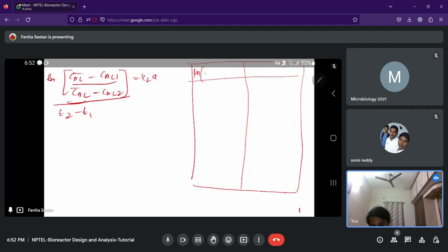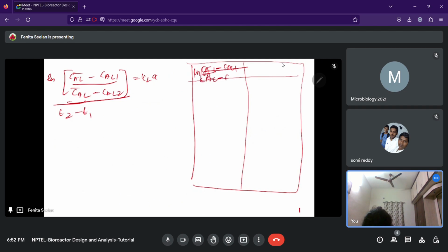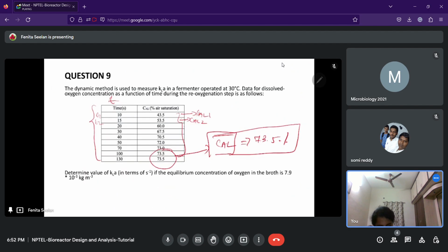The table is ln of C bar minus CL1 over C bar minus CL2. Okay, so the first value is already 0, the origin point we will keep. So how do we calculate this? If you take this and this, your T2 is 15, your T1 is 10. So this is 5.